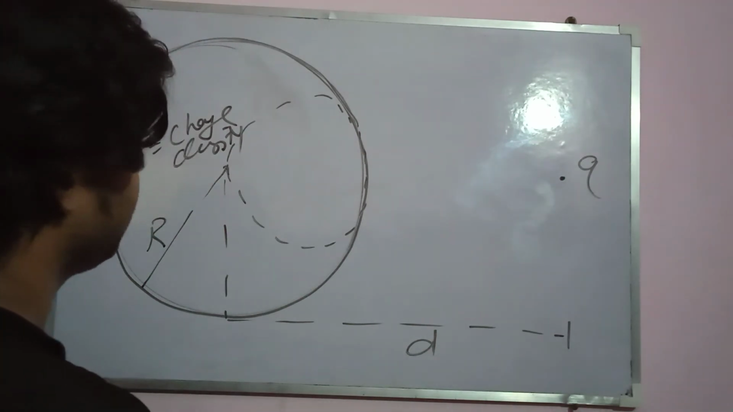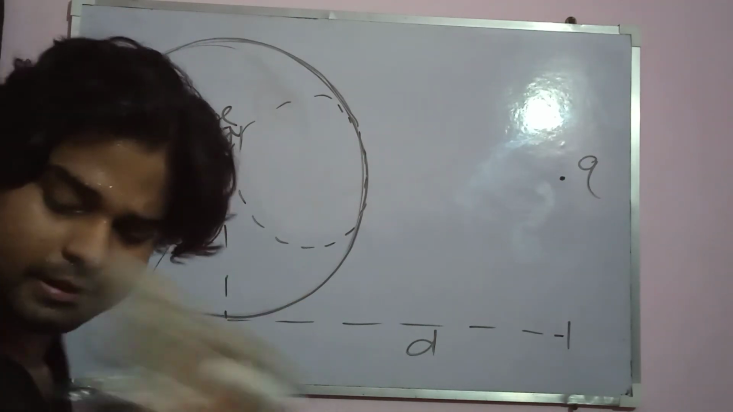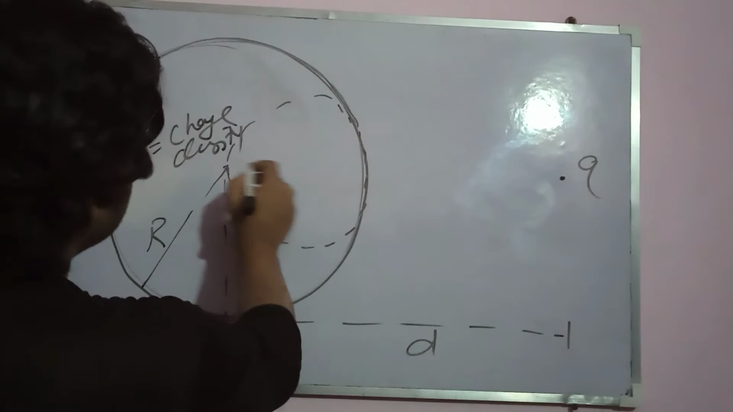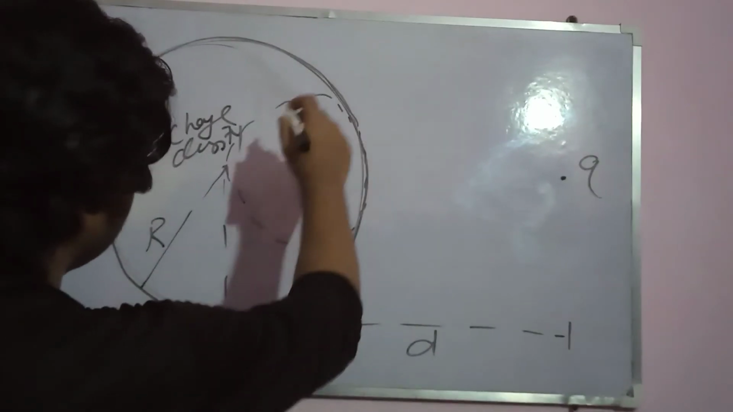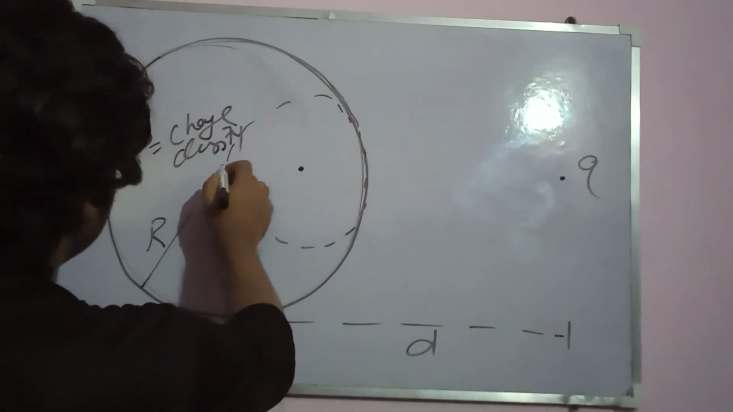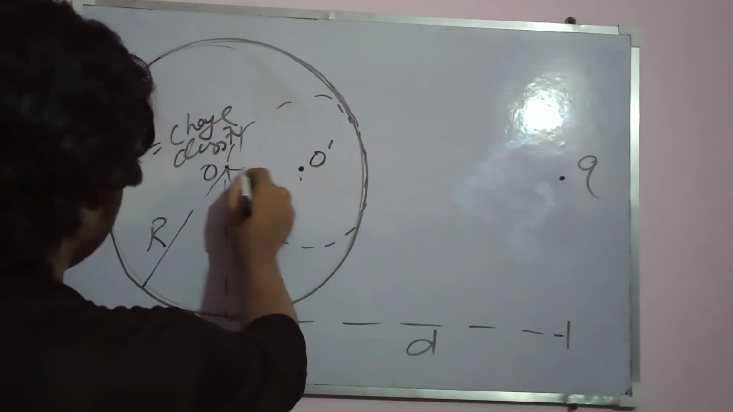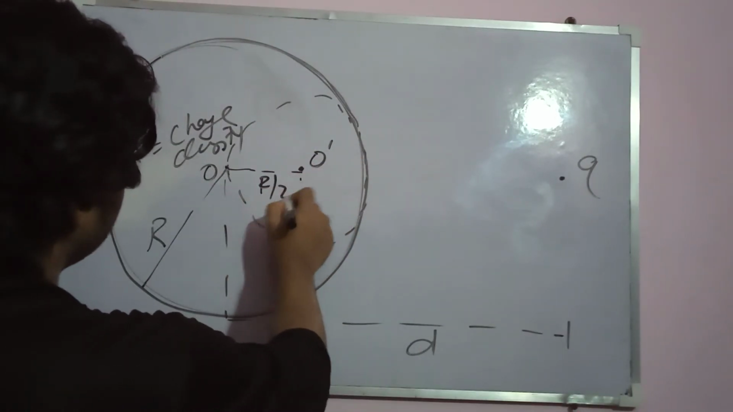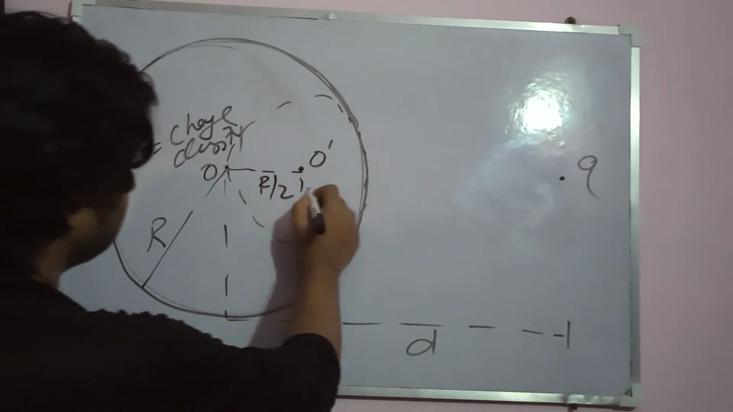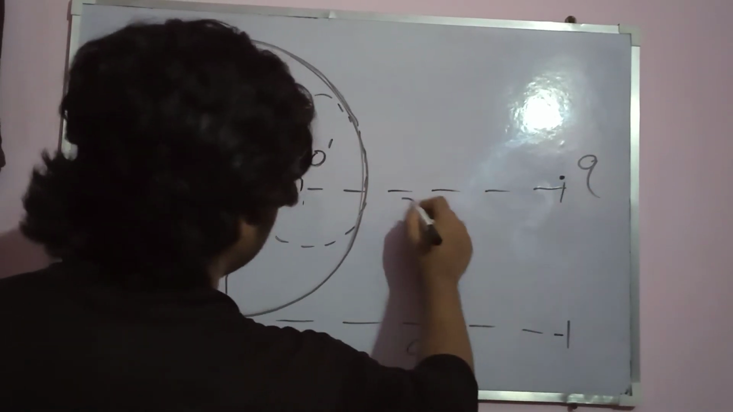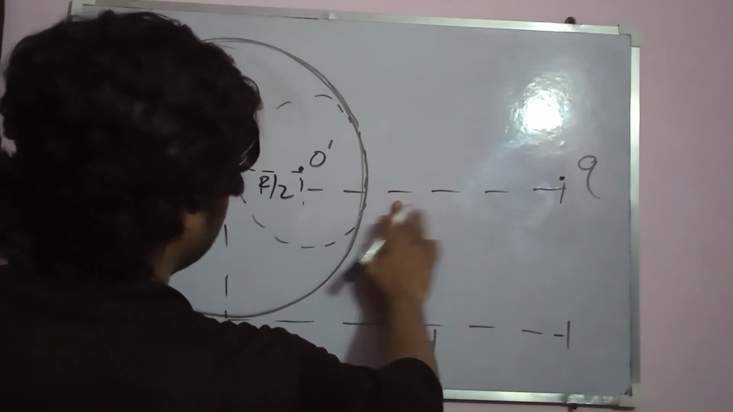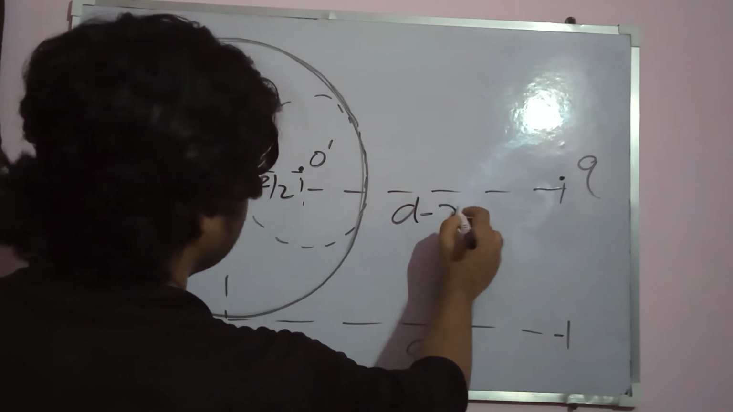So let me make some arrangement. If I'm marking this here, this is the center of the removed part. So it's O and it's O dash. And as we know, the radius is r by 2 here. So this distance will be d minus r by 2.